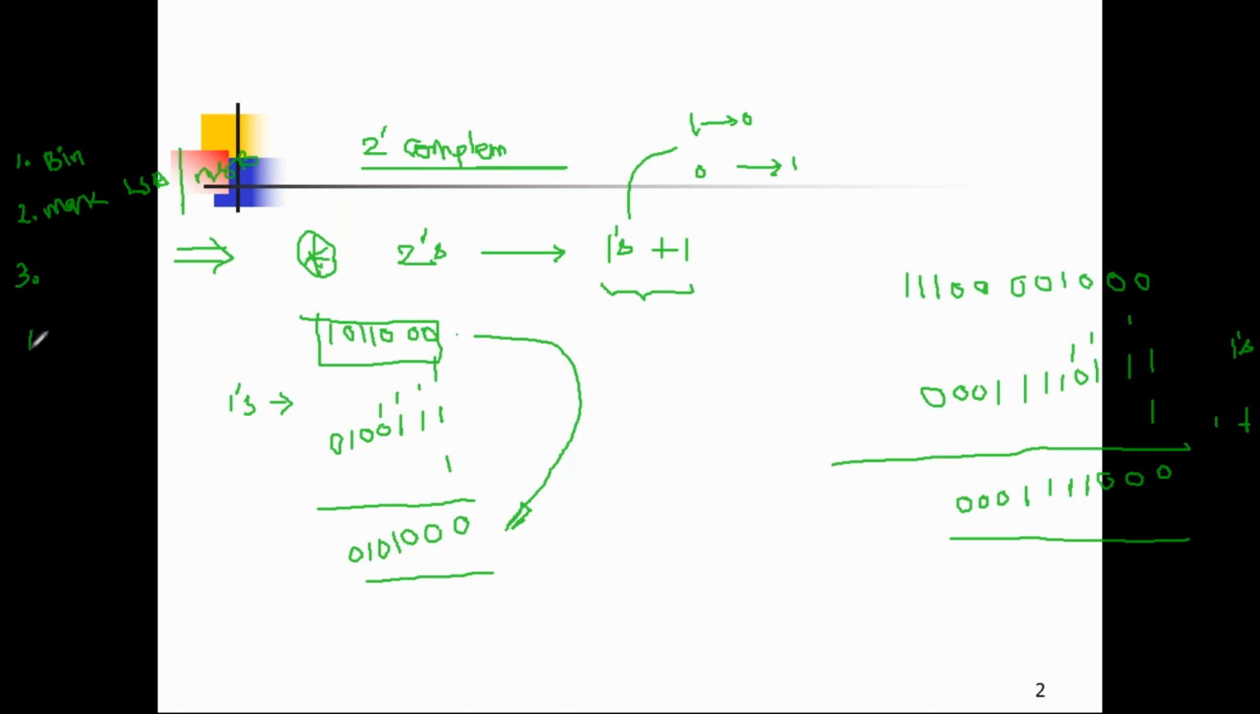Afterwards, that is the fourth step: change zeros into ones, ones into zeros. That's all. So this is the procedure for 2's complement directly. I repeat once again. First step, take the given binary as it is. Second step, mark LSB and MSB. Third step, copy the number as it is till the first 1 occurs from LSB. Then after that, change all zeros into ones, ones into zeros.